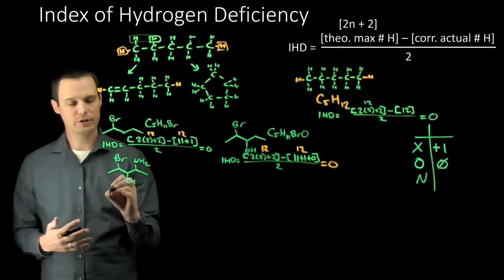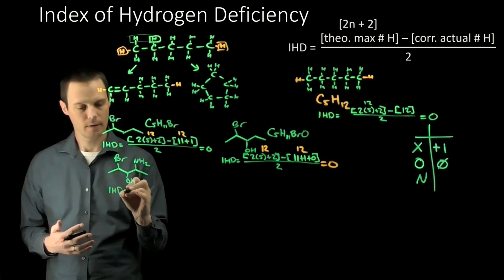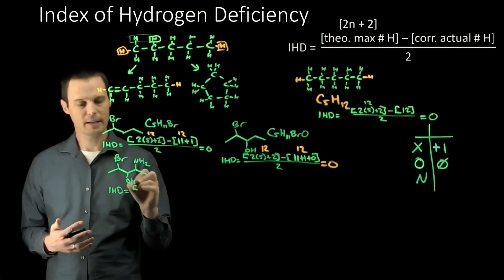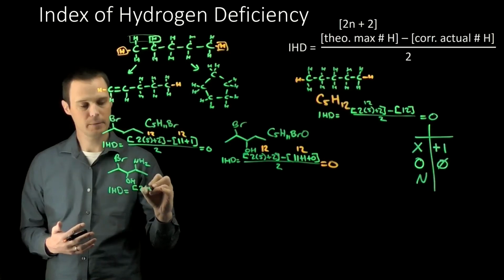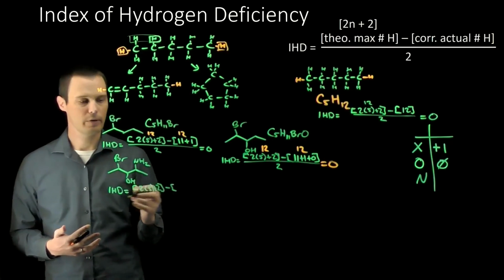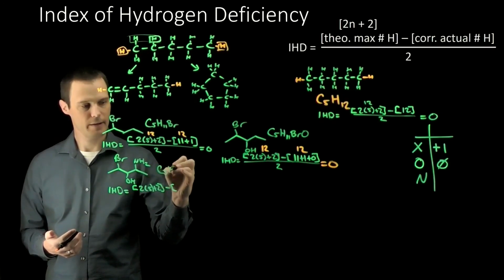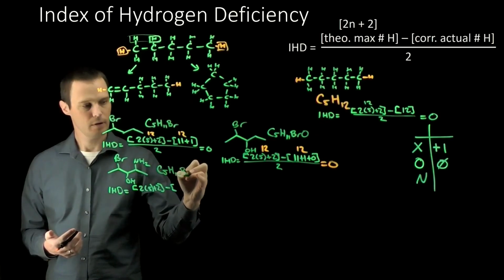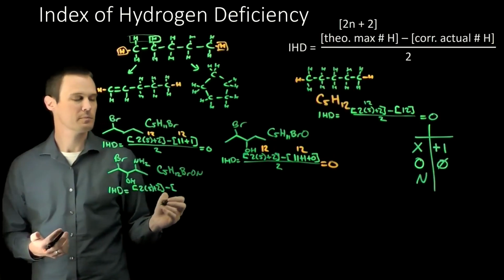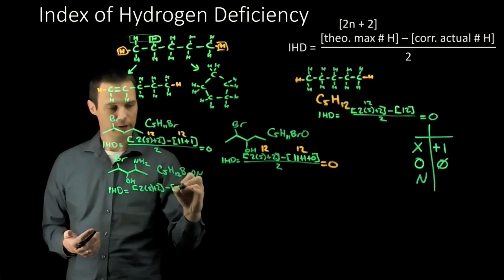So if we do our IHD calculation, we'll start with the theoretical maximum. Again, we still have 5 carbons, so it's still 2 times 5 plus 2. Corrected actual, we need the actual molecular formula here. So the actual molecular formula is C5H12BrON. So our actual number of hydrogens is 12.